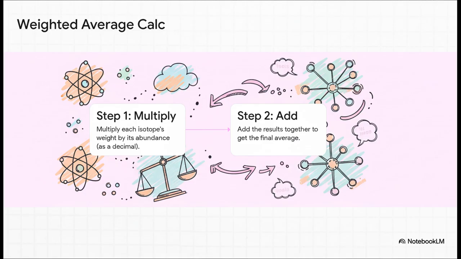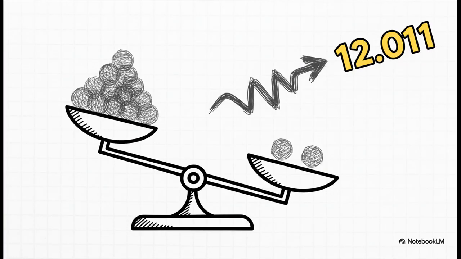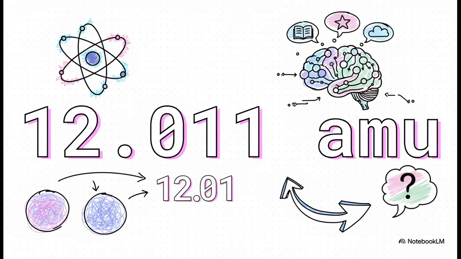First, you take the weight of each isotope and you multiply it by its abundance. Then, you just add those two results together. That's it. And boom, here's the crucial insight. This is the whole thing. The final average is pulled very close to 12. Why? Well, simply because the carbon-12 isotope is so much more common. That tiny 1% of the heavier carbon-13 is just enough to nudge the average up ever so slightly to 12.011. And there you have it, 12.011.